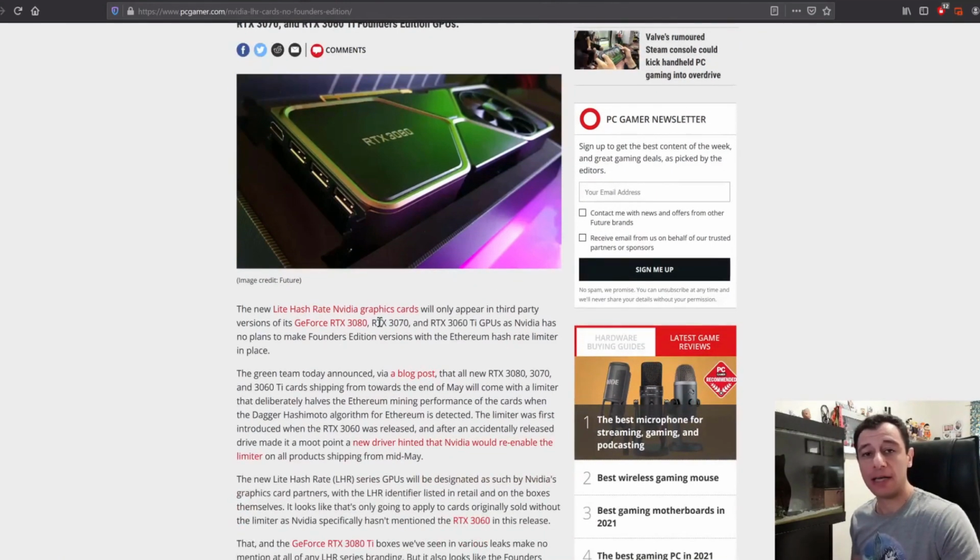This article, that I'll put a link for in the description below, states that the new Lite Hash-Rate NVIDIA graphics cards will only appear in third-party versions of its GeForce RTX 3080, RTX 3070, and RTX 3060 Ti GPUs, as NVIDIA has no plans to make Founders Edition versions with the Ethereum hash-rate limiter in place.